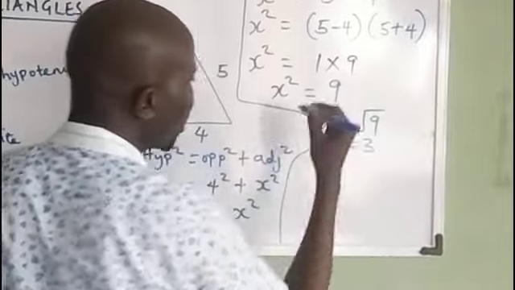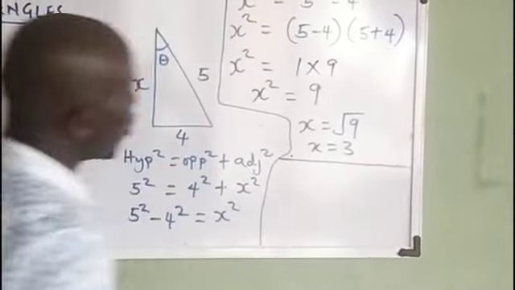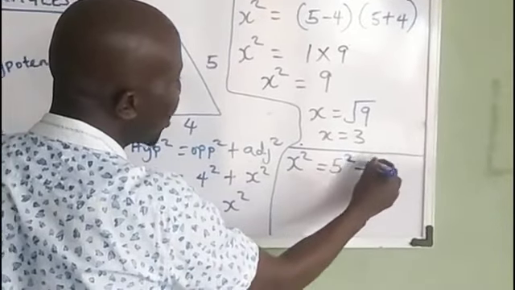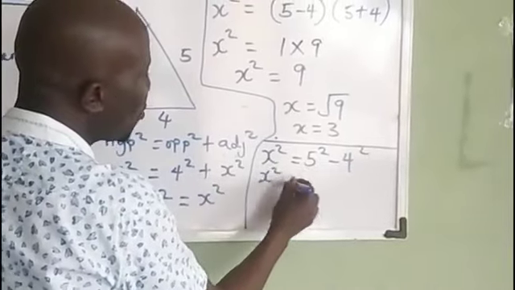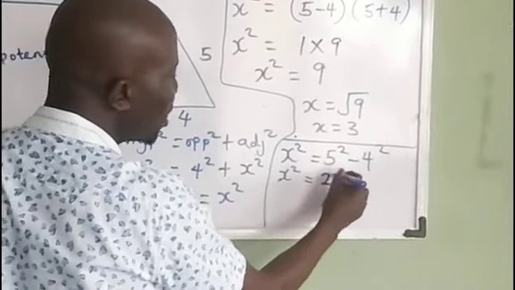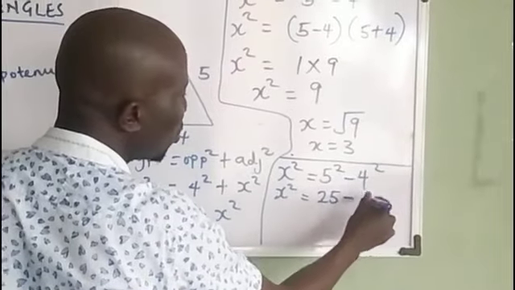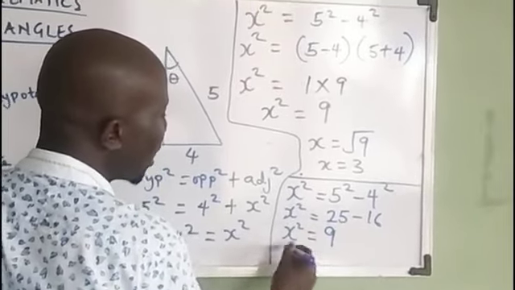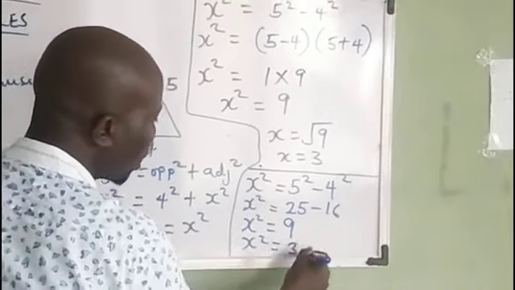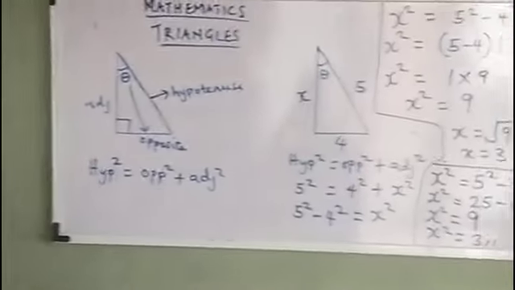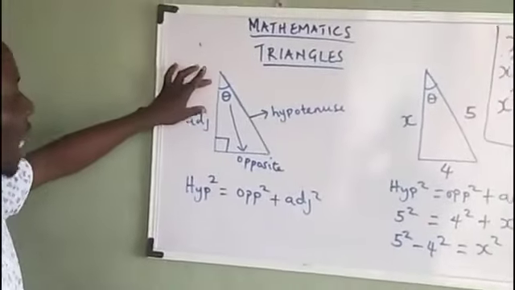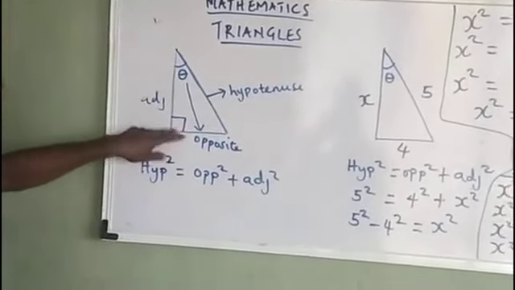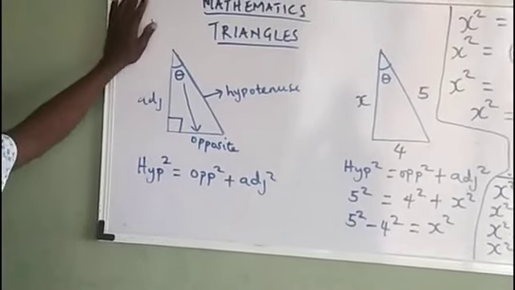x equals 3. And if you don't want to use difference of 2 squares, where you have x squared equals 5 squared minus 4 squared, x squared will now equal, what is the square of 5? 25. What is the square of 4? 16. Then x squared will equal 25 minus 16, 9. x will be the square root of 9, which is 3. That is when you have a right angle triangle where 2 of its 3 sides are given and you are asked to find the third side.